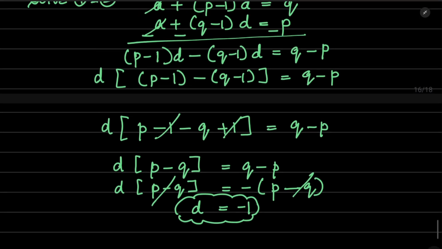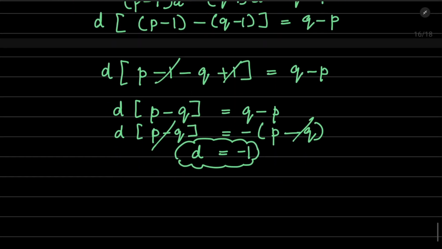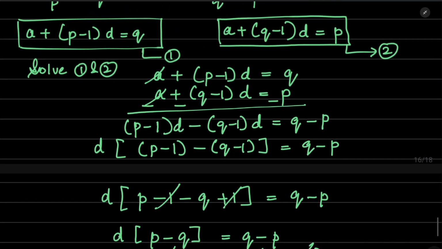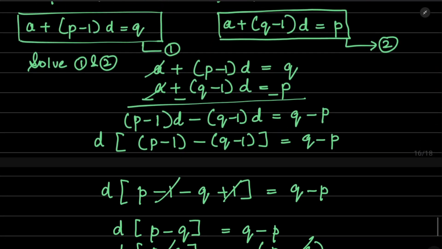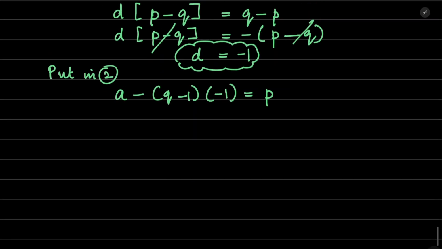Now you can substitute this in any one of the equations. Let us substitute the D value in equation 2. What is equation 2? This is your equation 2, right? So it is A plus Q minus 1 into D, I'll write minus 1, is equal to P. Now we have to solve for A. So it will be A plus Q minus 1 is equal to P.